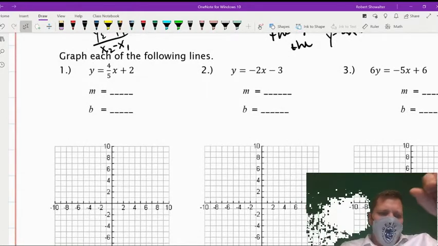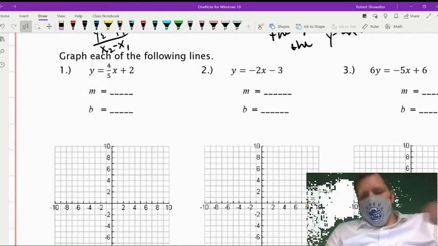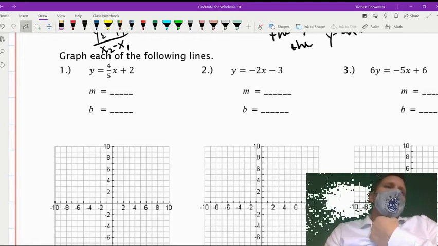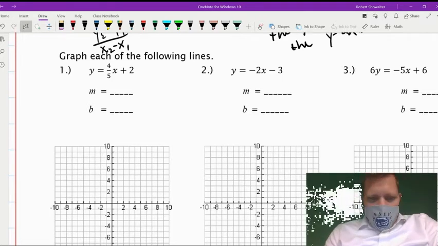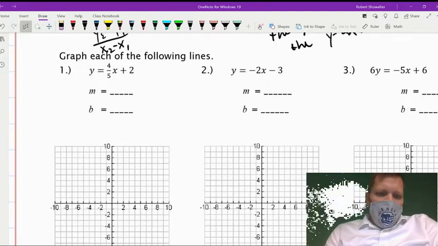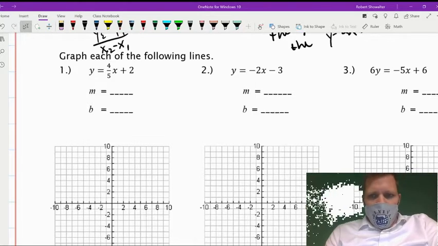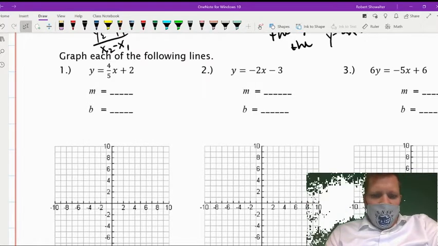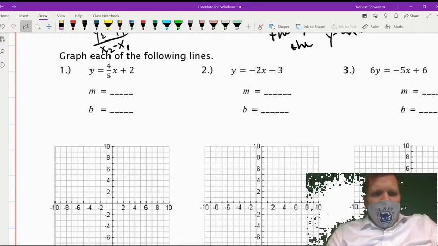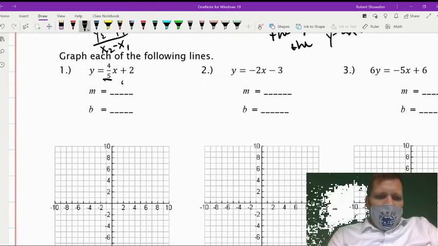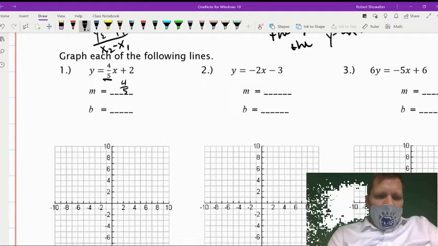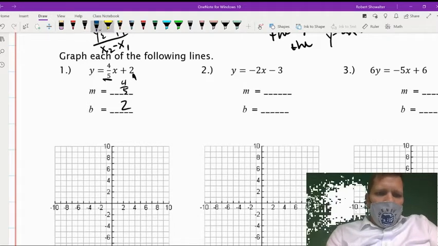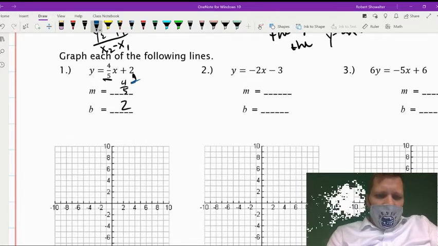Okay, so let's dig into what it looks like when we have an equation in slope-intercept form. Remember, these lines are a way of getting all the ordered pairs that represent solutions to the equation. So slope and y-intercept are a way to graph a picture of all of those points. We can grab our slope, 4/5, and our y-intercept of 2. Our slope is rise over run, our change in y over change in x. So we have our change in y, which is 4.